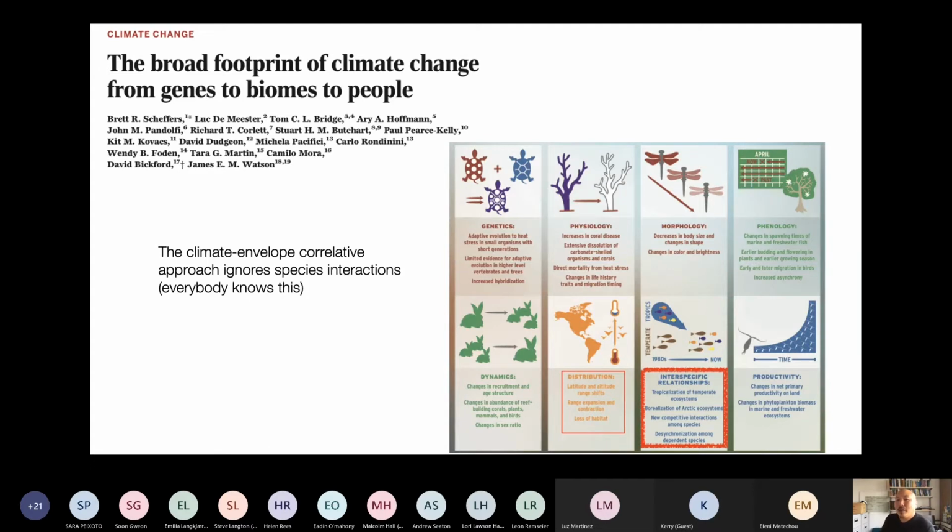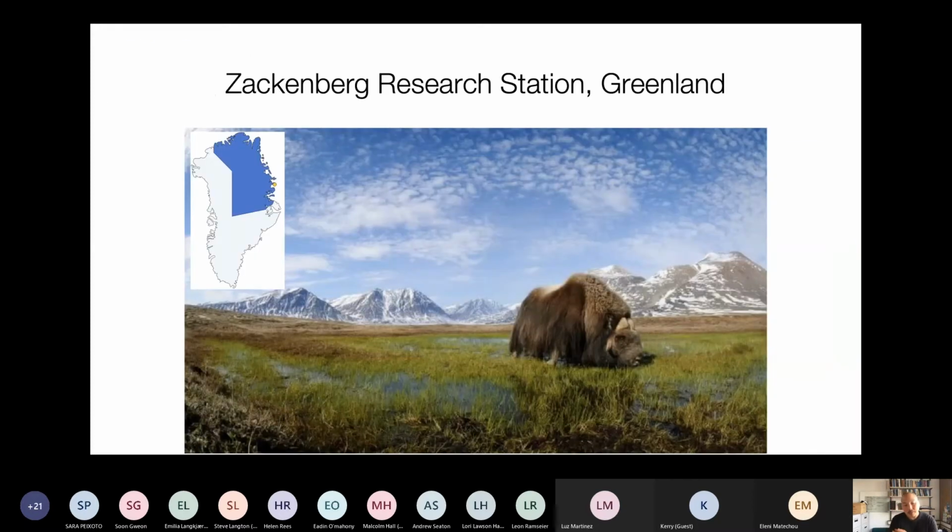Everybody knows that it is incomplete. Everybody knows this is not a controversy. It's just that, how do you bring in something like interspecific interactions? Where do you get the data to do that kind of extra model? And so it's really, really tough. And so here's a potential way to do it.